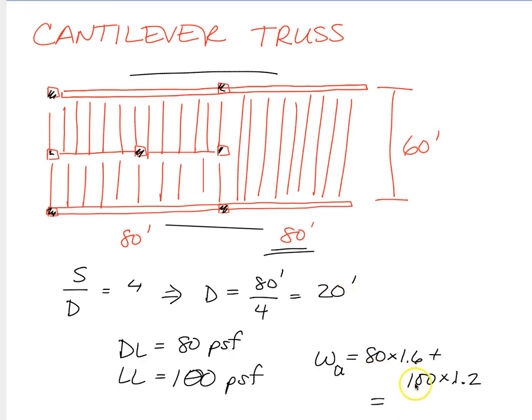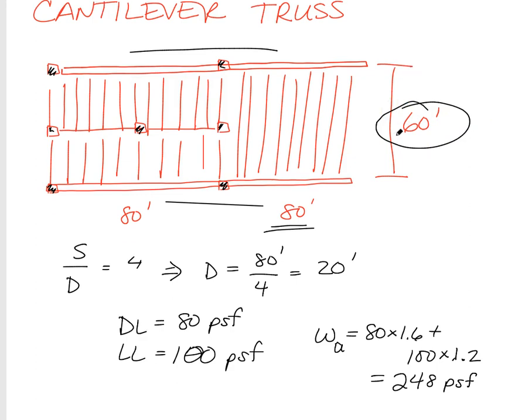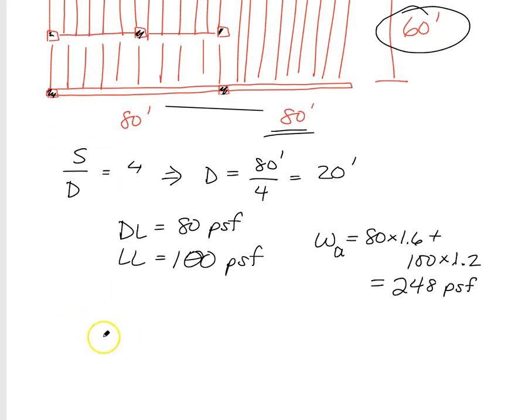That would give us a total load of, so let's go ahead and give ourselves the LRFD load. That's going to be 248 pounds per square foot. Each truss is going to have 30 feet tributary to it. So that would give us a free body diagram that would look something like this.